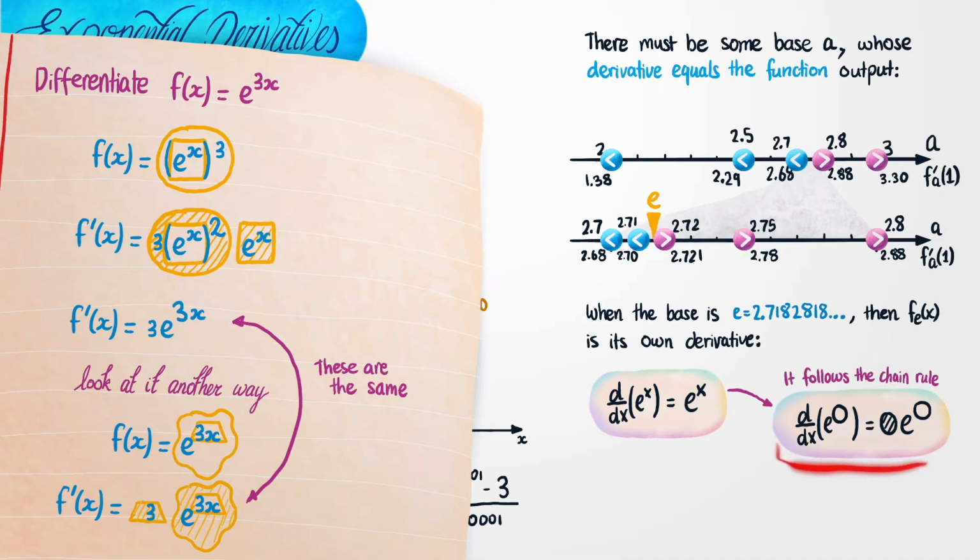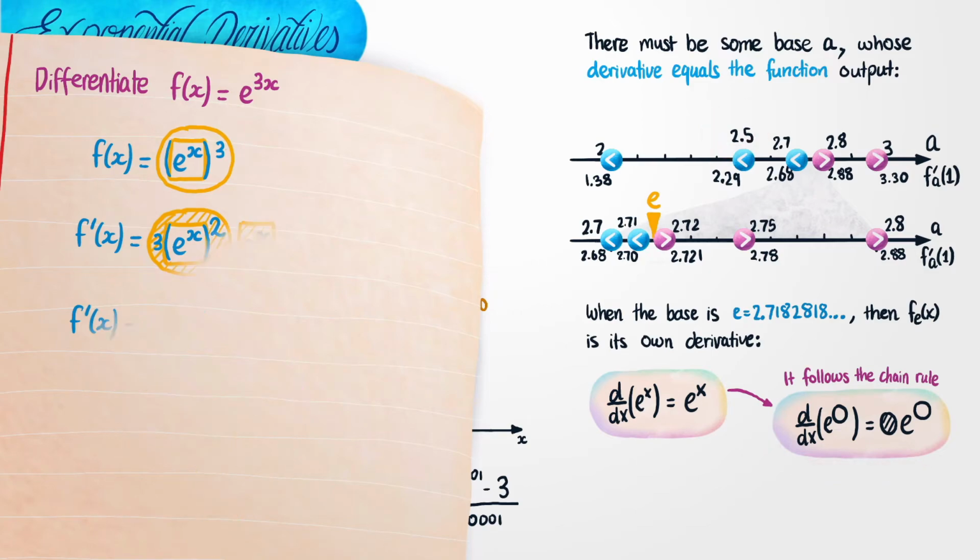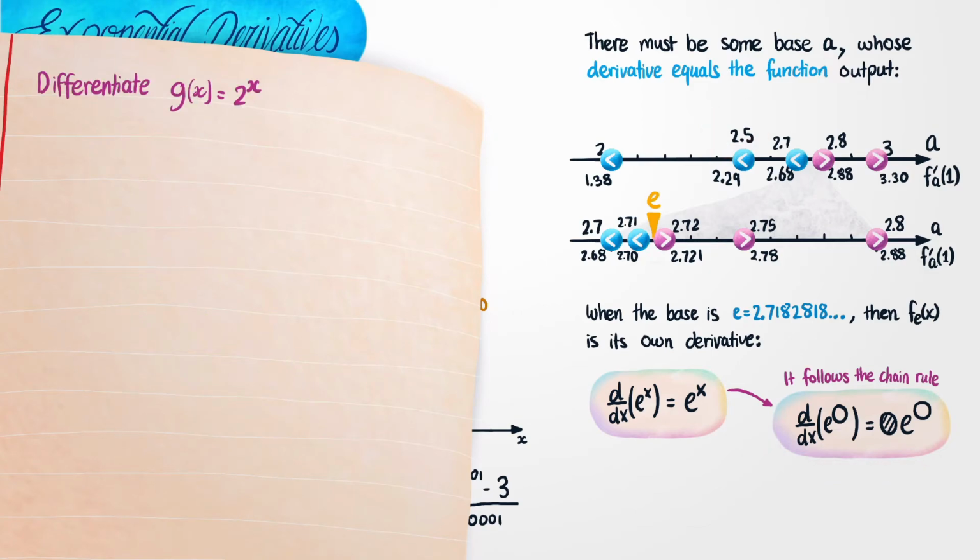Armed with this knowledge over here, it's actually possible to differentiate any base we like. So let's go ahead and do that as well. So in order to differentiate 2 to the power of x, which is equal to g of x, we're going to need to use a special trick that I talked about in my logarithm videos. And that's the fact that logarithms and exponentials cancel each other.